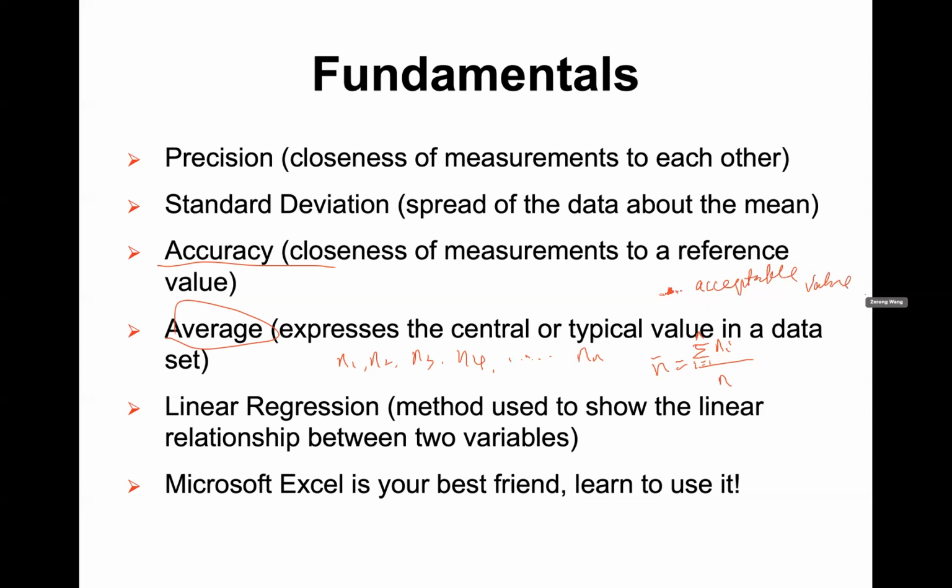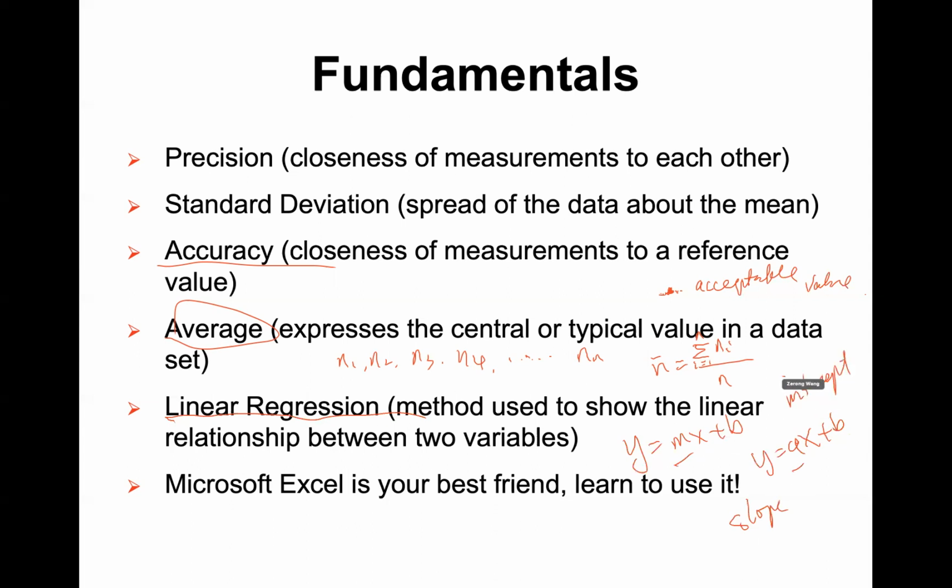So in other words, accuracy is how close your measurement is to the acceptable value. As I said about linear regression earlier, it can show the linear relationship between two variables. For a linear relationship, we have a general equation, y = mx + b, or we can write it as y = ax + b. In this case, m or a is the slope, and b is the intercept.